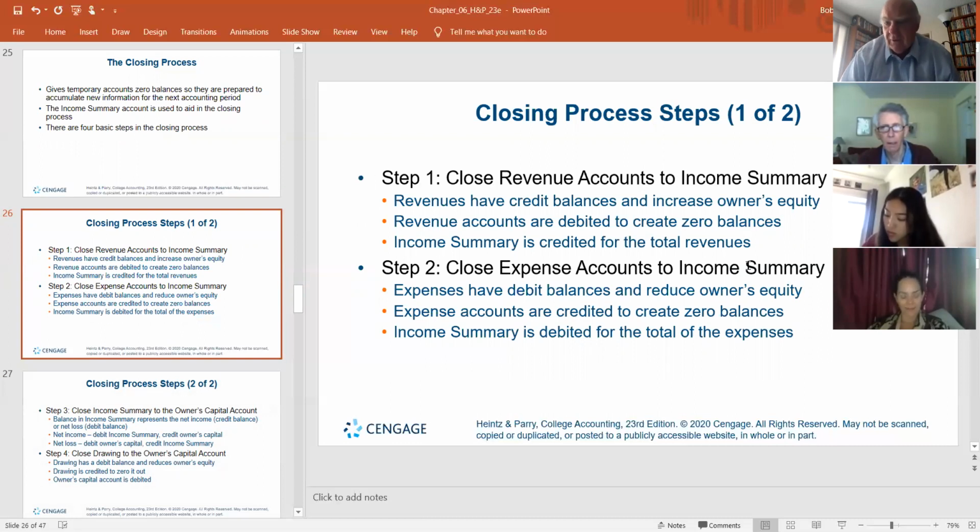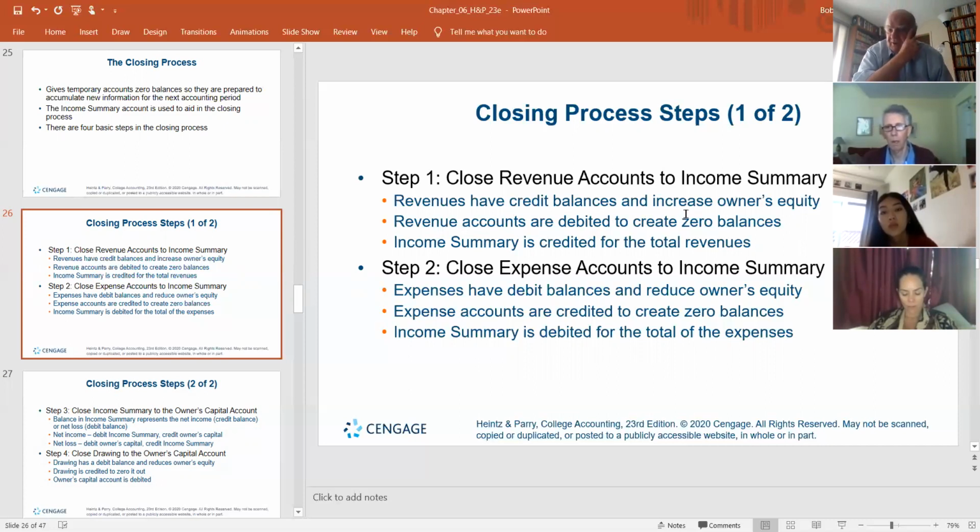Step one, close the revenues. Close the sales accounts. Close the fees. So revenues have a credit balance, right? We are thus going to debit the revenue accounts to create a zero balance. If you had sales of $100, we're going to debit sales. And oh my goodness, those sales are gone. We're going to credit income summary to put that into our financial statements, into our general ledger.